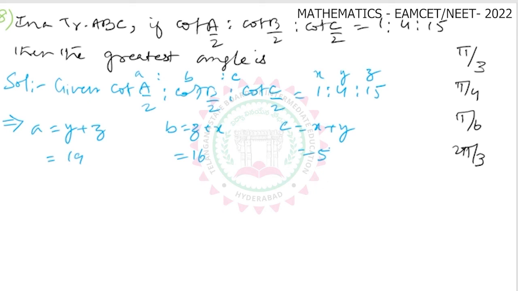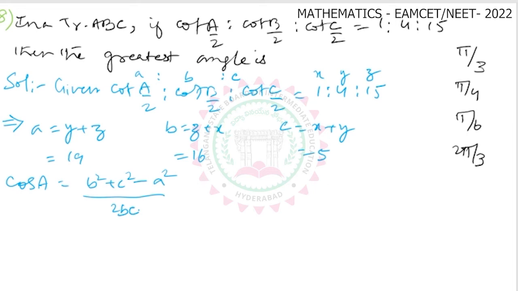So, what is he asking? The greatest angle. As we know, the angle opposite to the greatest side is the greatest angle, and the angle opposite to the least side is the least angle. So, what is the greatest side? 19. Therefore, what is opposite to small a? That is capital A. Therefore, cos A is equal to B square plus C square minus A square divided by 2 BC.